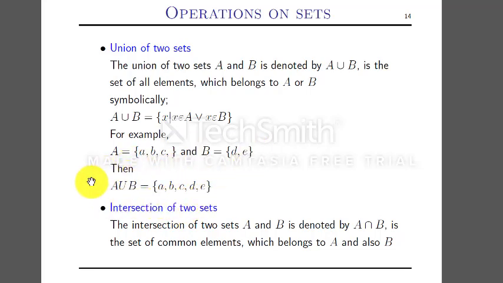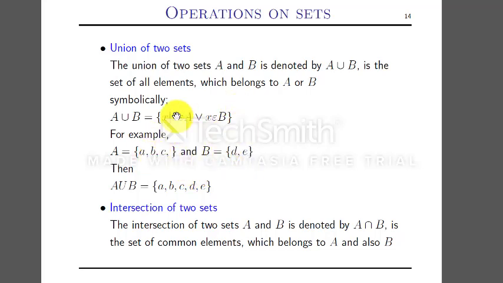So A union B is the union of two sets which contains elements which either belong to set A or set B, or we can say that in union we combine the elements of sets. So here in A union B, we combine the elements of A and the elements of B, whether the elements are common or not common.